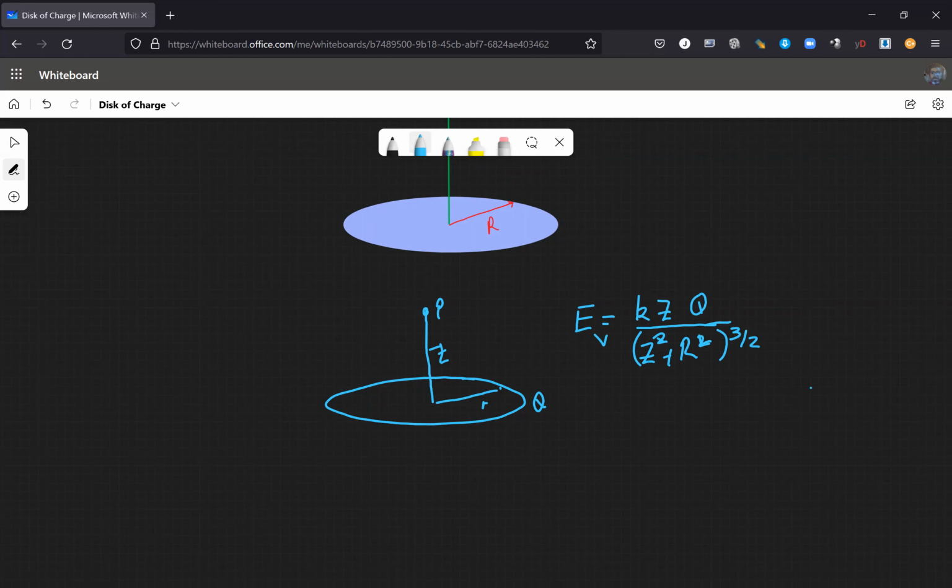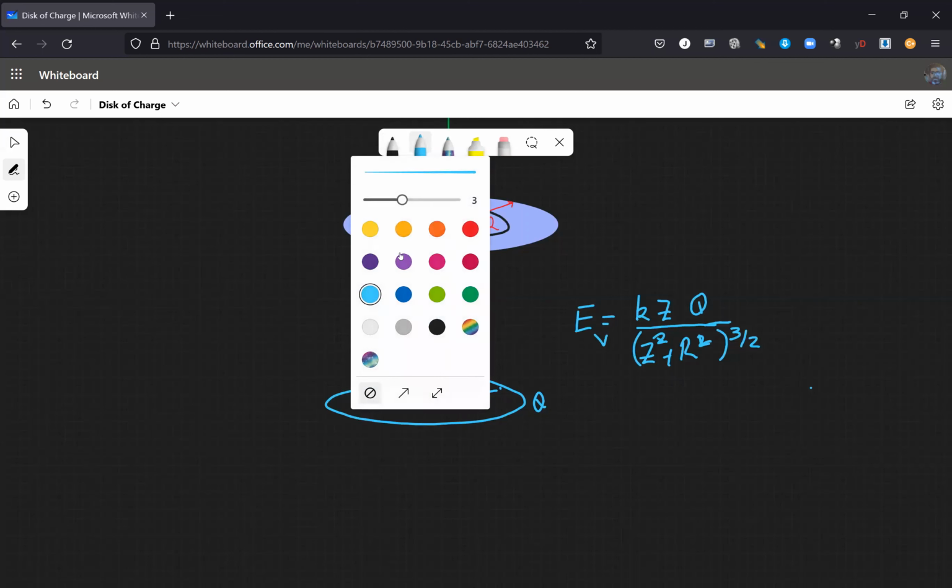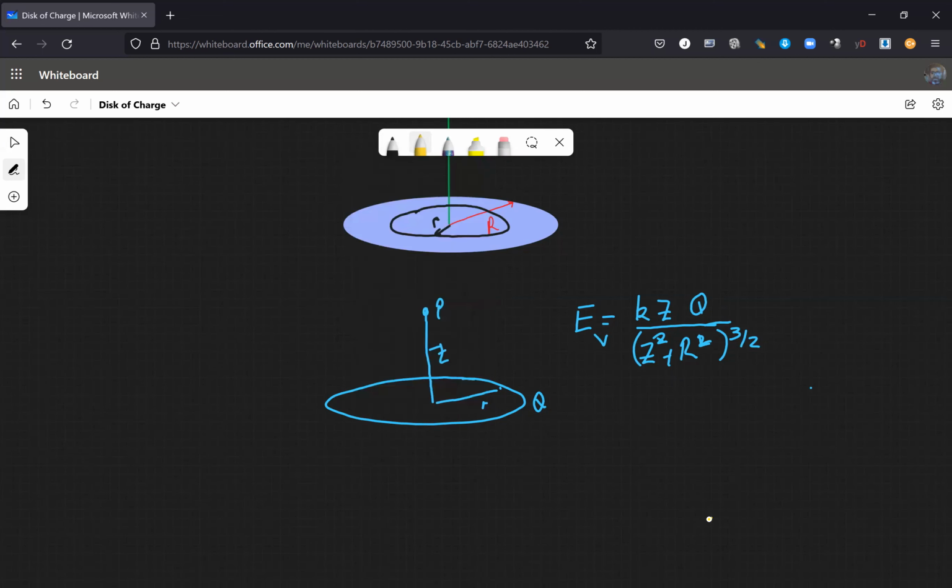So what do we do here? We basically get our disk and break it up into rings of radius little r, with just a tiny thickness dr. Let me elaborate on the ring somewhere else. So this black ring here, I'm going to look at it in a different color down here. This is how we are going to look at that ring.